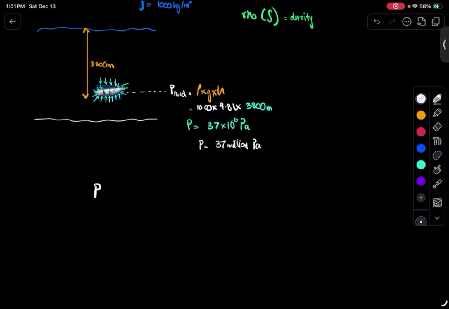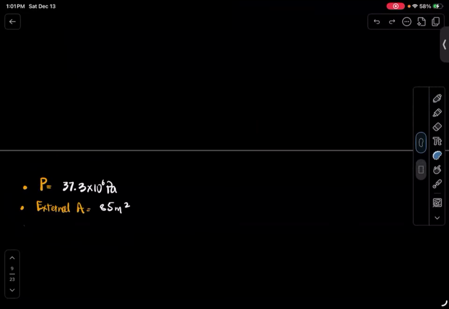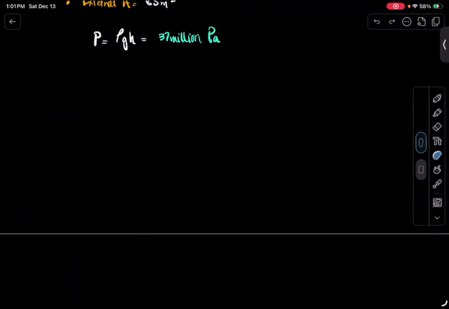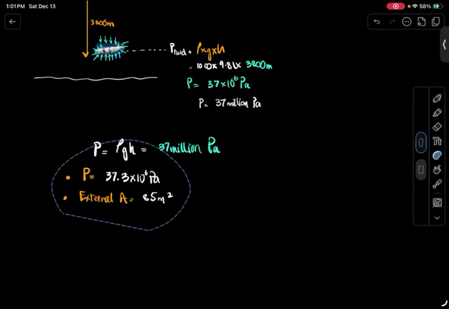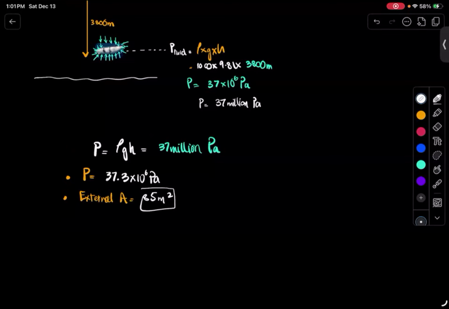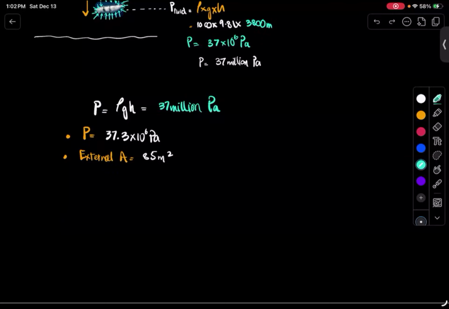Right. So if pressure equals rho gh, we figured out that the pressure on them was 37 million pascals. And we know that the external area of the ship was 85 square meters. That was the total surface area of the ship. Now, can you calculate the force on them? Yes, you can. Pressure is equal to force over area. Force is just equal to pressure times area.